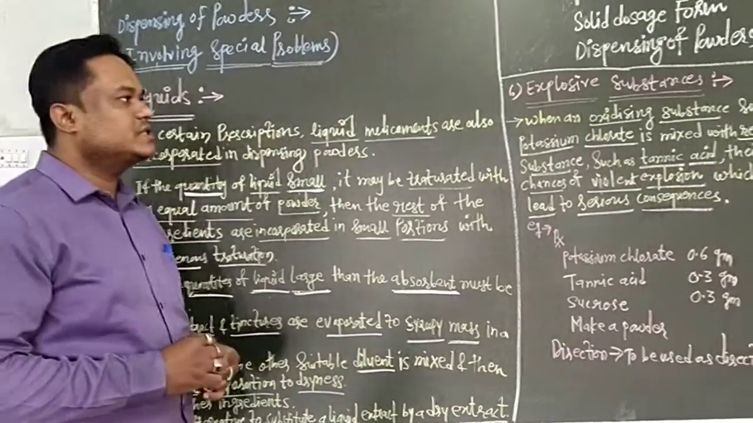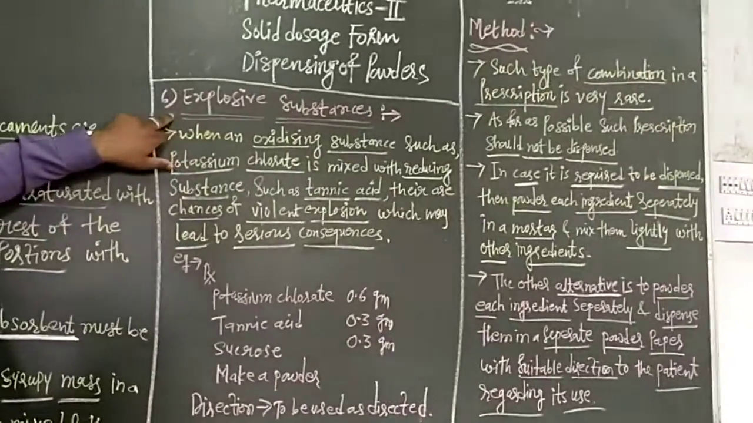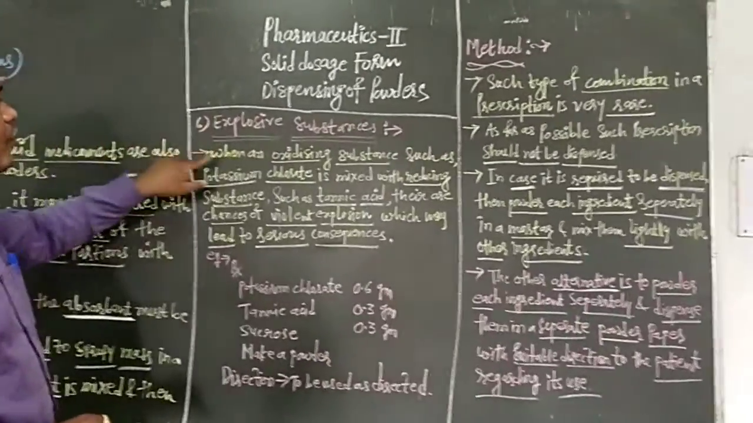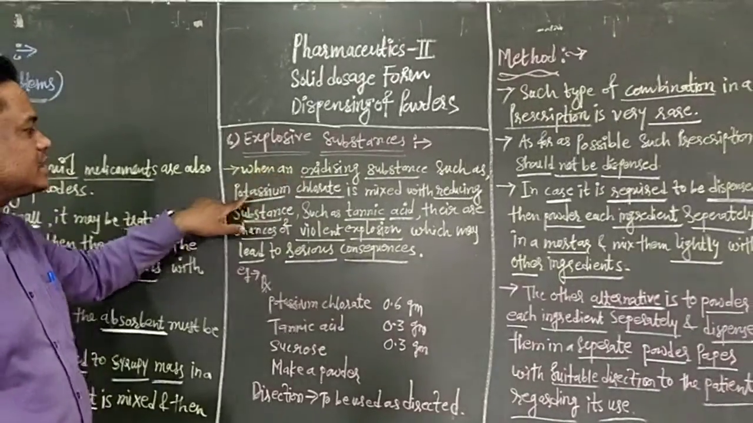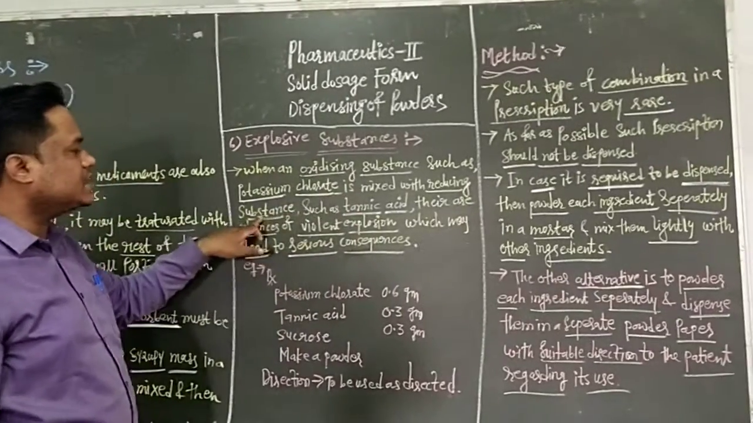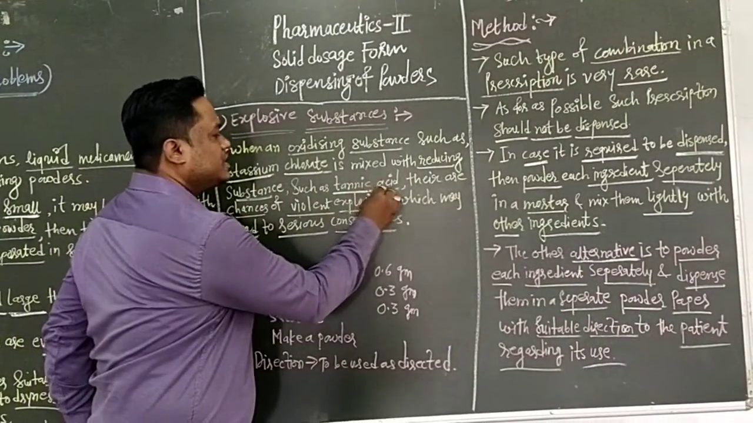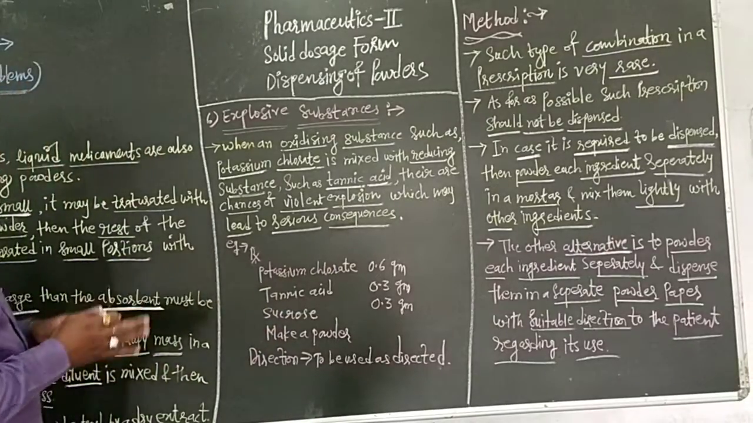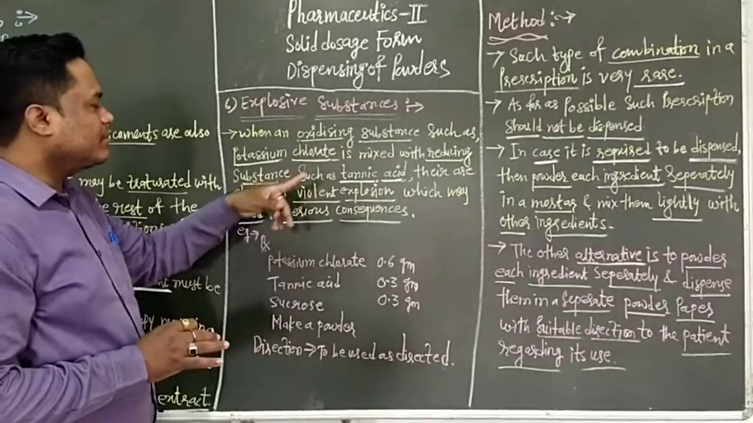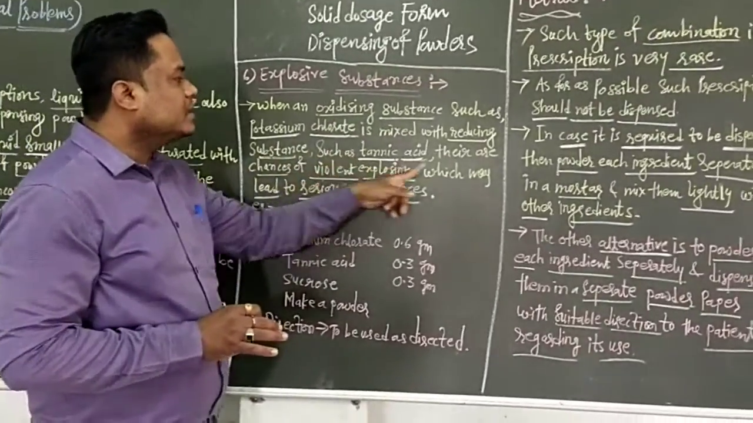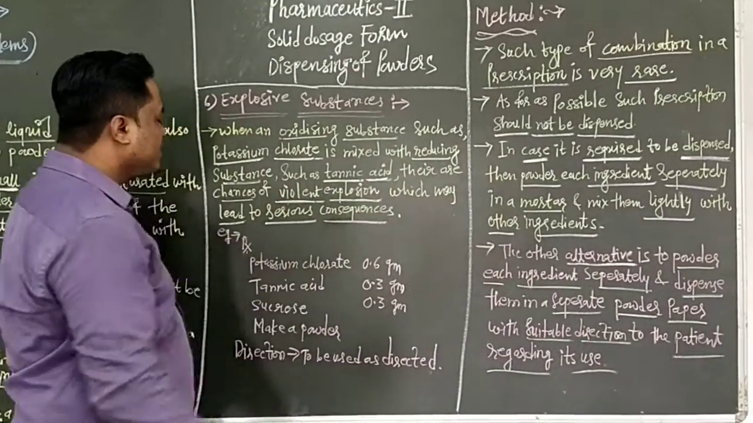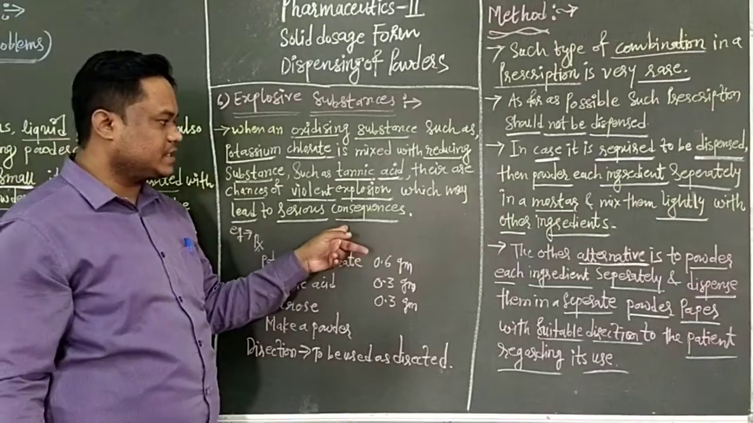Next special problem involving the dispensing of powder is explosive substances. When an oxidizing substance such as potassium chlorate is mixed with a reducing substance such as tannic acid, there is a reaction between the oxidizing agent and reducing agent. Therefore, there are chances of violent explosion, which may lead to serious consequences.